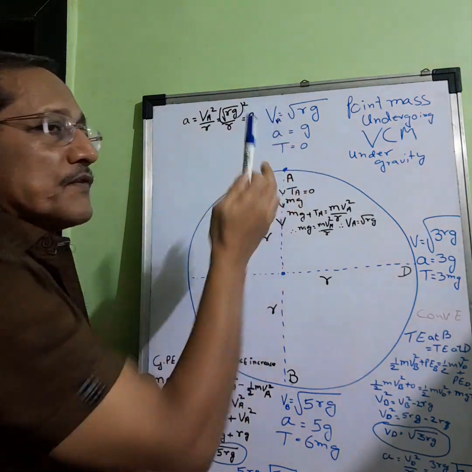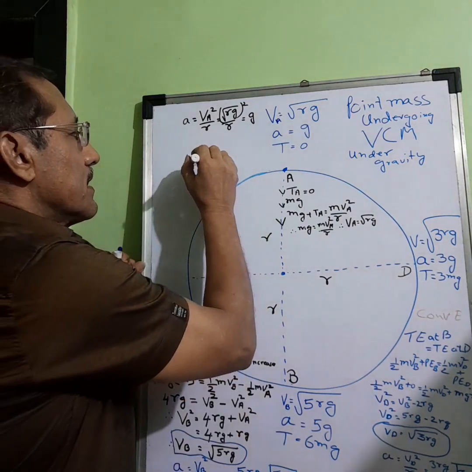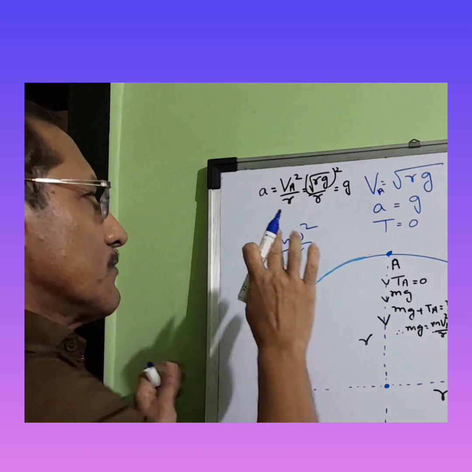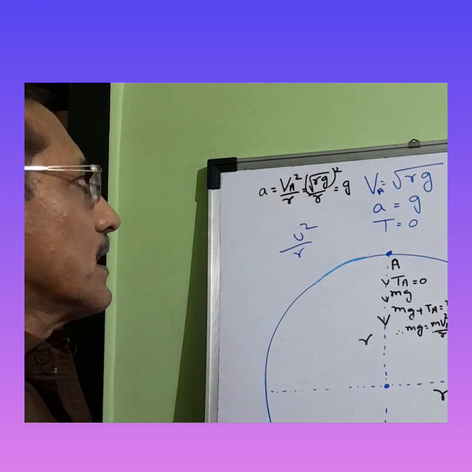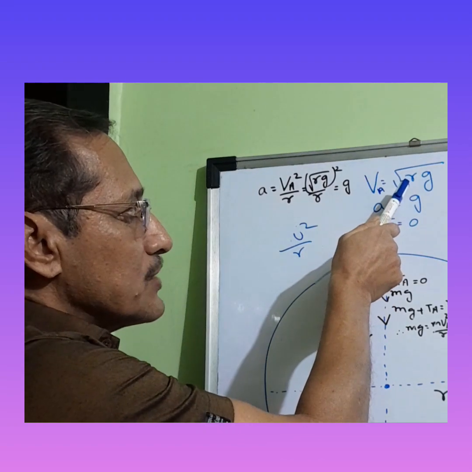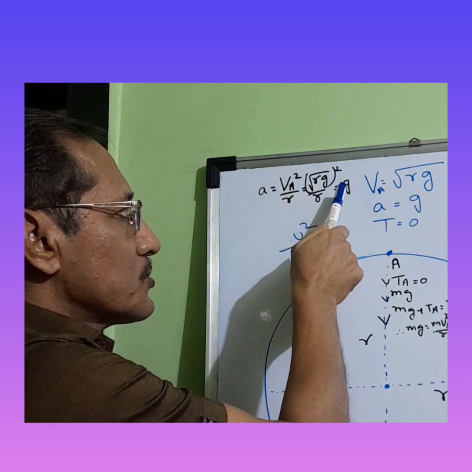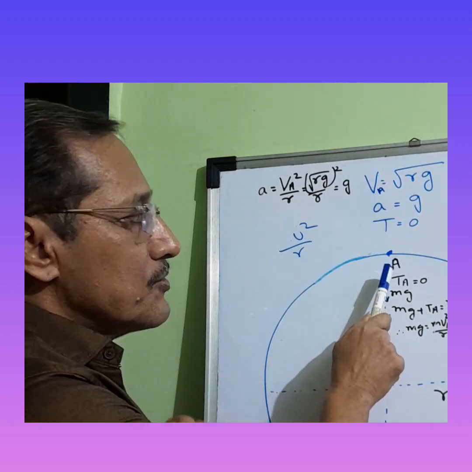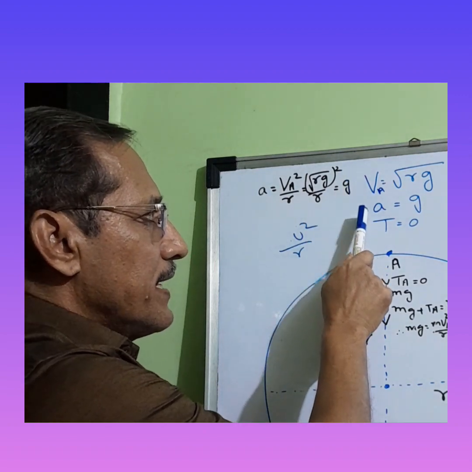Now we found out velocity at point A is root rg. It's very easy to find acceleration because we know the formula for acceleration is v square over r. So here it is VA square over r. Now VA square we found out is rg, we just substitute over there. The r gets cancelled, so acceleration is g. So we are all set with all the values of A for V, A and D.